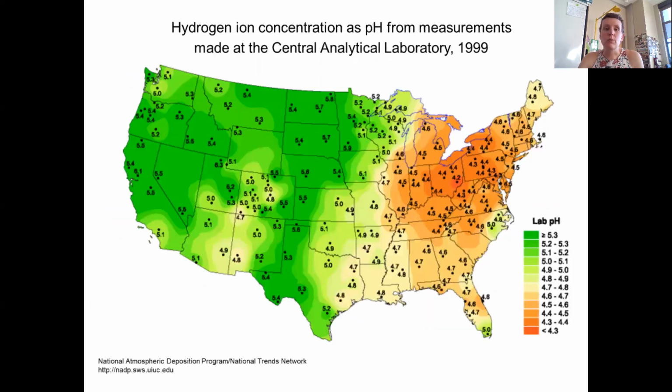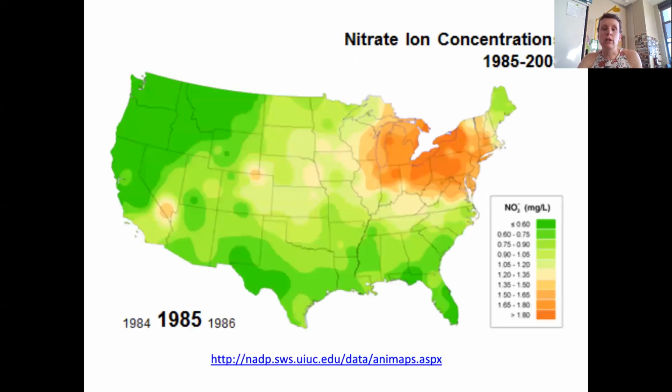So if we look back at this one, it is hydrogen ion. This could be any acid, right? Any acid is going to have hydrogen. Now we're going to look at nitrates. So this map is 1985. What I'm going to do is start speeding through the years and you're going to see how the color shifts and changes on the country's map. I might stop in a few places, but this is 1985.